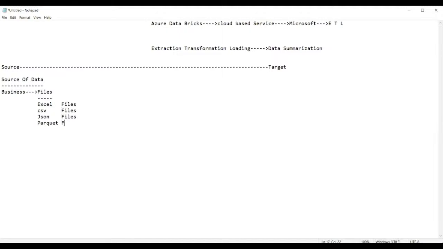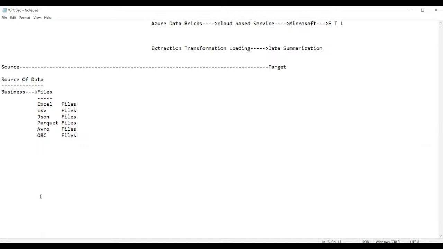You have the Parquet files, and then you can have what? Avro files. And then we can also have ORC files, various types of files. That means we get the data ultimately from the business, and this business will be recorded in the form of files: Excel files, comma separated value files, JSON files, Parquet files, Avro files, ORC files.